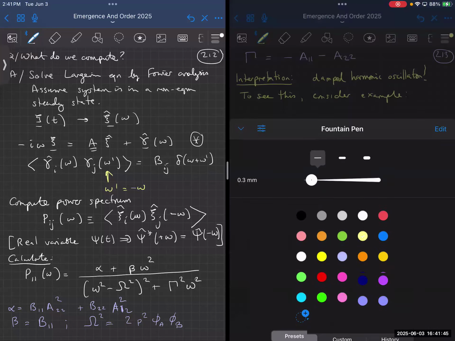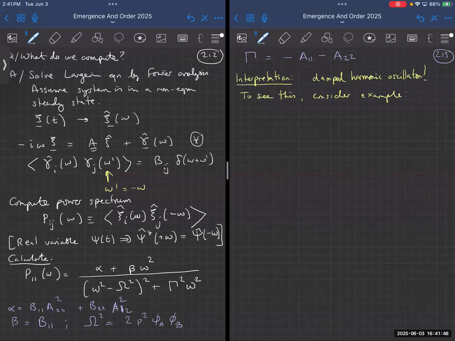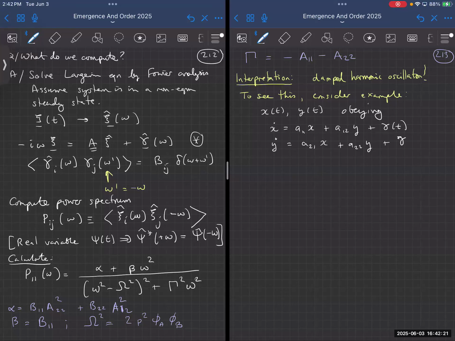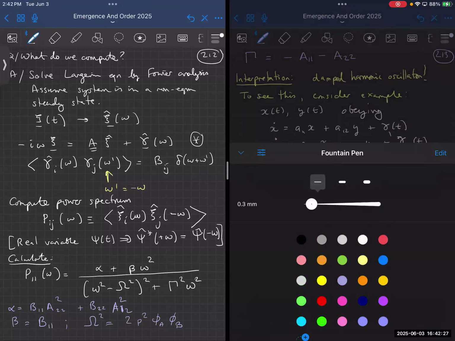So I'm going to think of two variables, x of t and y of t, and they obey the following equation. So x dot is equal to a11 x plus a12 y plus gamma of t, and the gamma is a noise, and y dot is equal to a21 x plus a22 y plus gamma 2 of t. So the gammas are the noises.